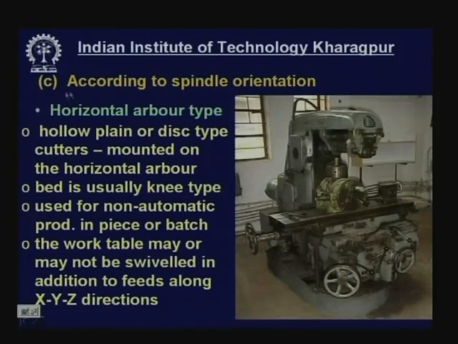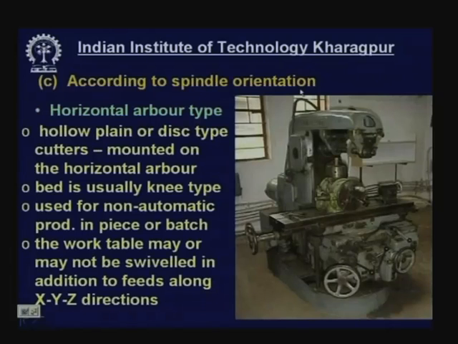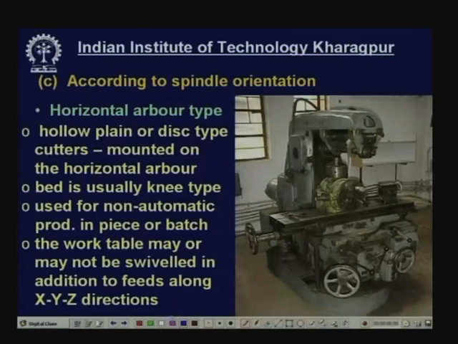Next, come to the classification of machine tools according to spindle orientation. Now, you see the cutting tool is mounted either on the milling arbor, which is normally horizontal, or on a vertical axis spindle through a collet or some adapter. Now, according to the spindle orientation, what is the direction of the spindle? First of all, you see the horizontal arbor type. This is the most common type.